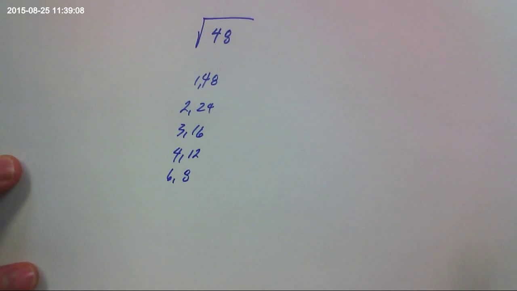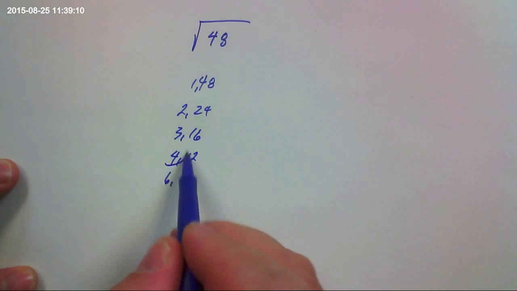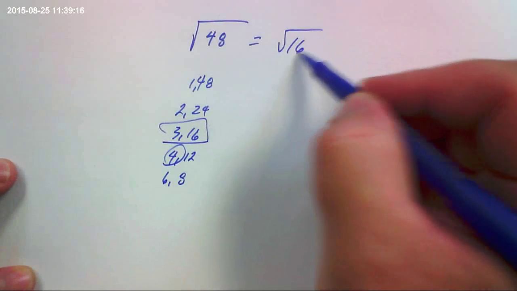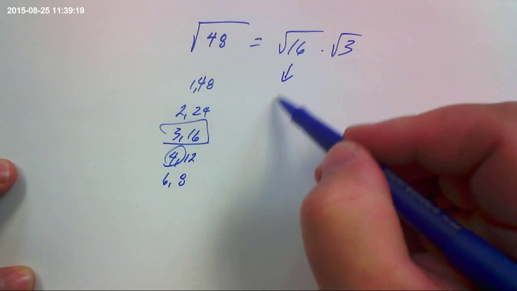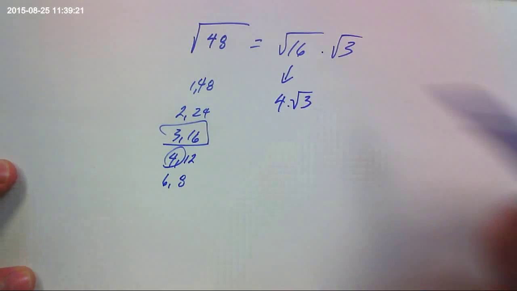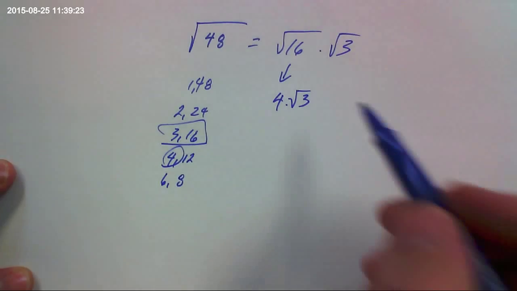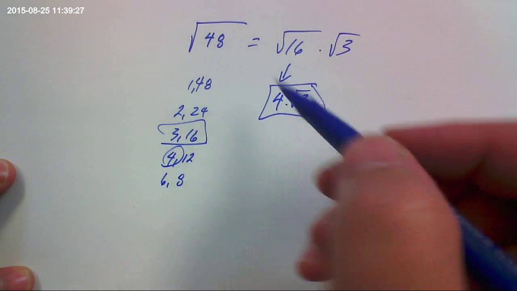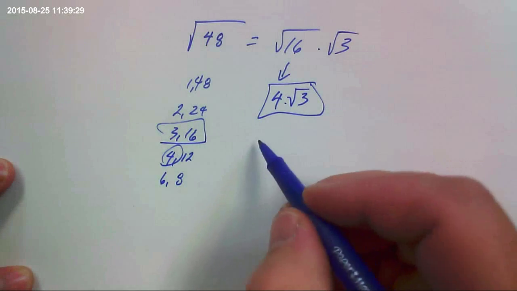All right. Now here we've got a couple of choices. You see, this is a perfect square, but we want the biggest one. So this is the pair of factors we're going to use. So 16 times 3, this is 4 times the square root of 3. So what we're saying is if you take this number, 4 times the square root of 3, and you multiply it by itself, you get 48.